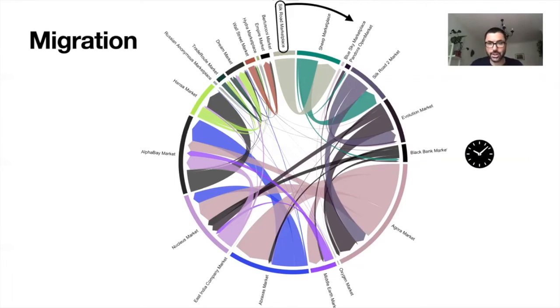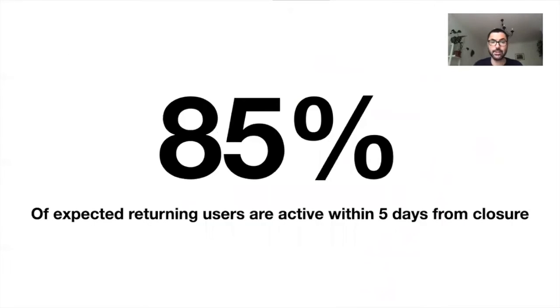So you have this reshuffling of the users that simply change platform but remain mostly the same. And actually 85% of them, of expected returning users, are active within 5 days from the closure of the original market to another market. So it's a large proportion of them, even though not all of them.